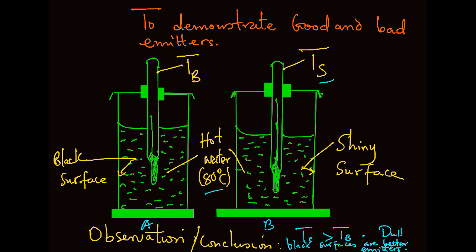And generally, we say that dull black surfaces are good absorbers and emitters, while shiny surfaces are poor absorbers and emitters of heat.